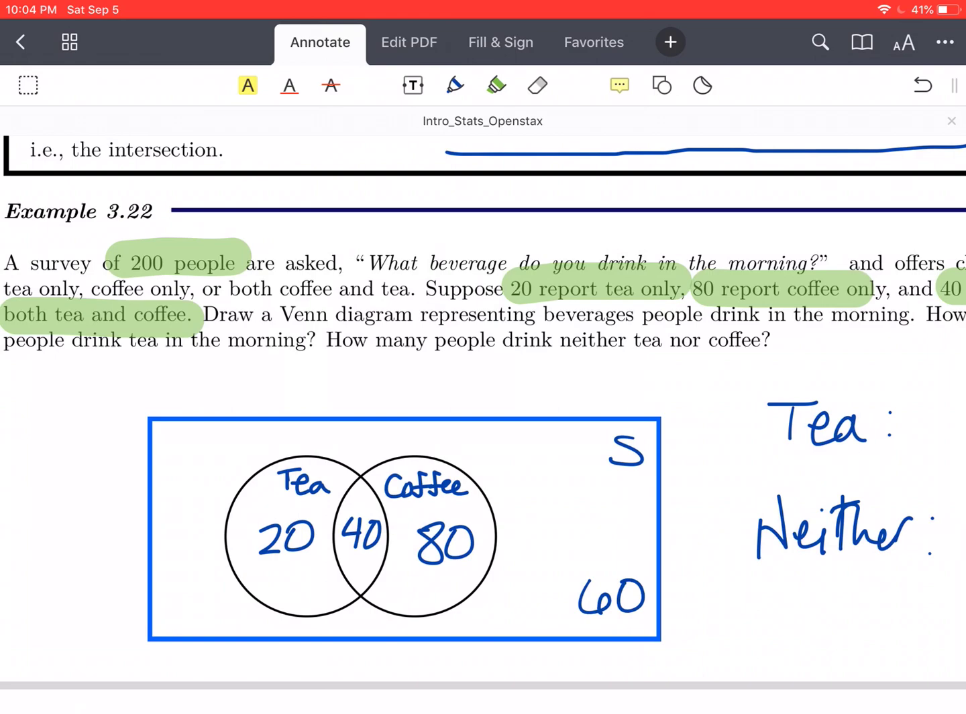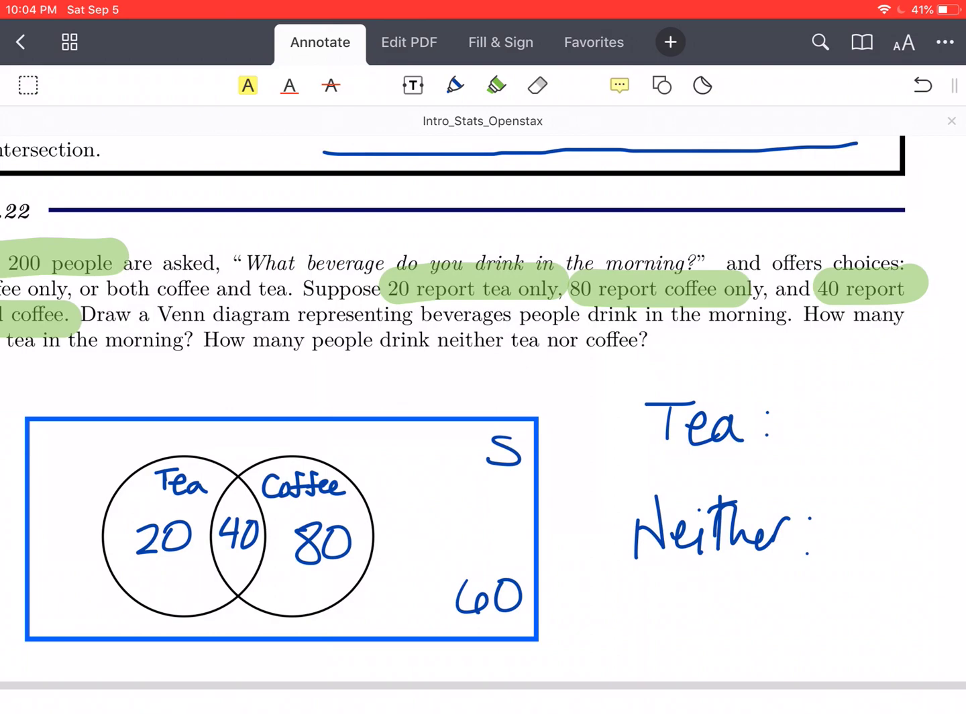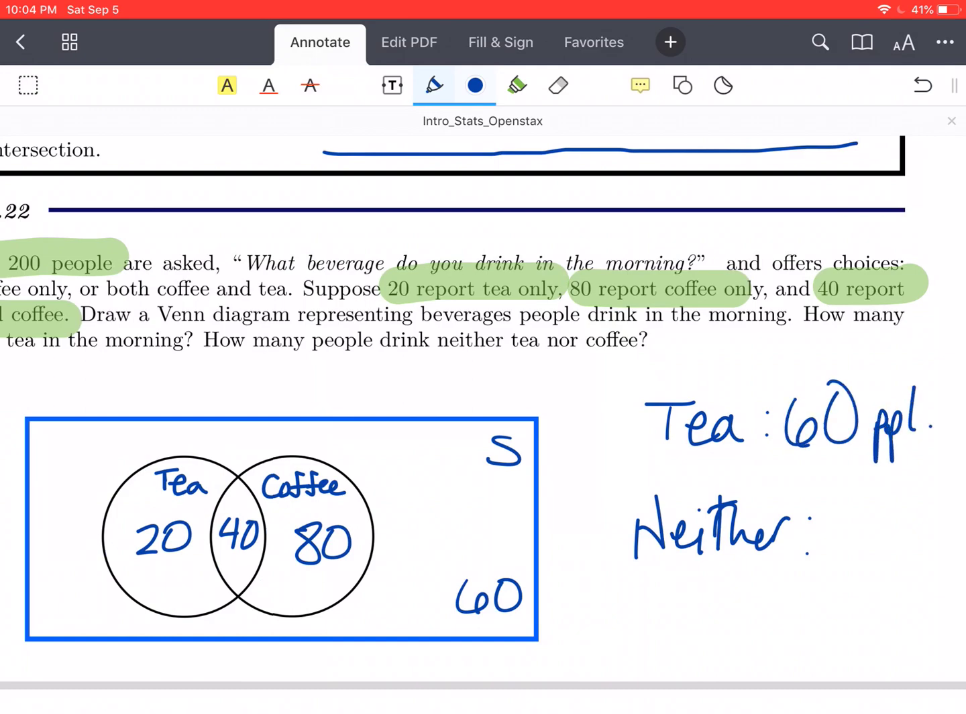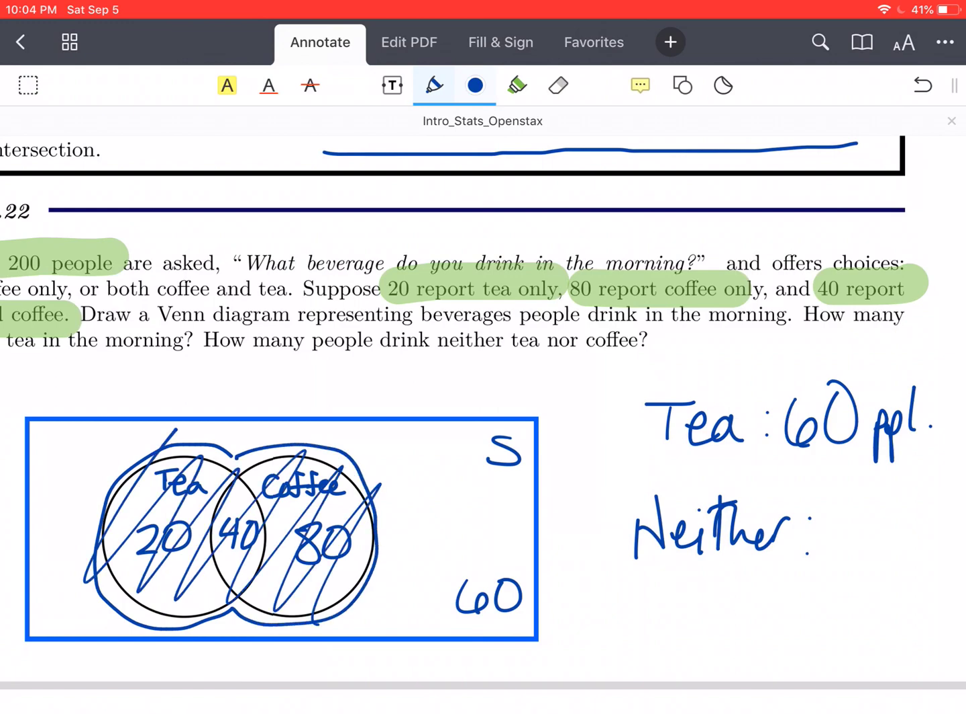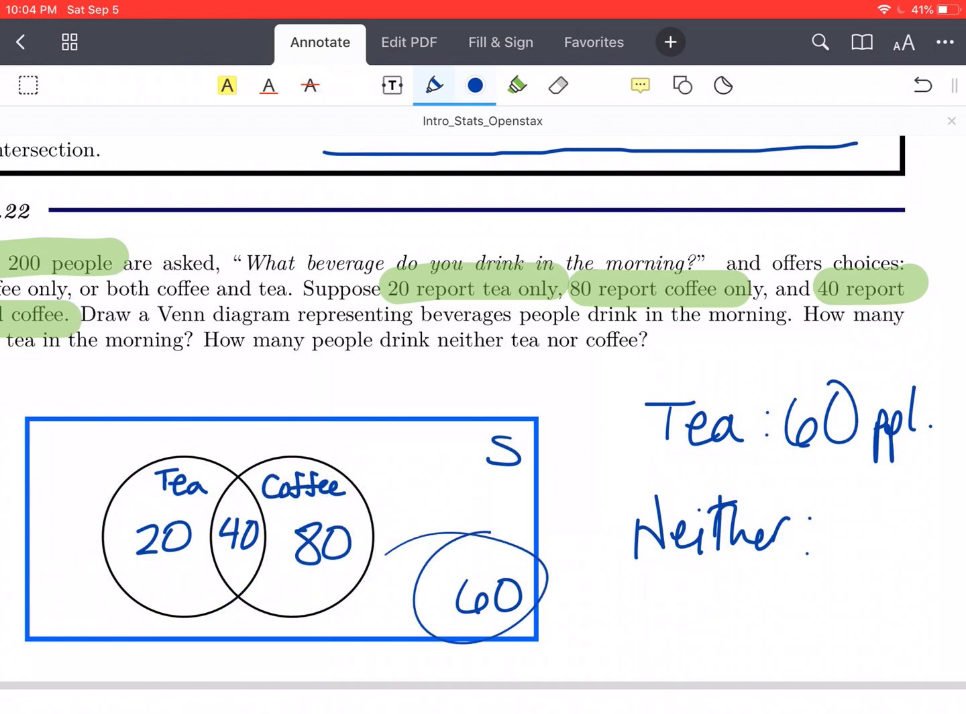So if we're asking how many people drink tea, well, there's 20 here, and 40 that drink tea and coffee. But we count them because they also drink tea. So that's going to be 60 people that drink tea. And the neither would be everything outside of the Venn diagram. So we would get rid of everything in there and say anybody who doesn't drink those. And we're left with everybody out here, which is also 60 people.